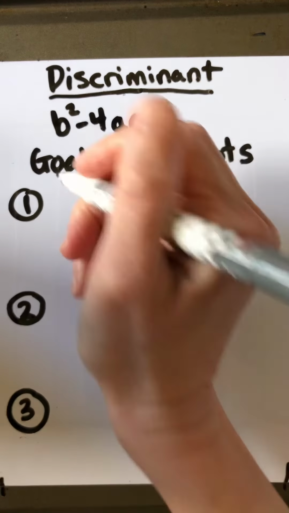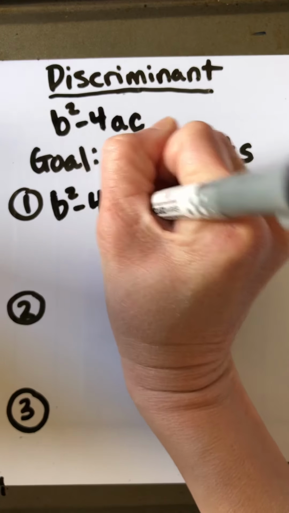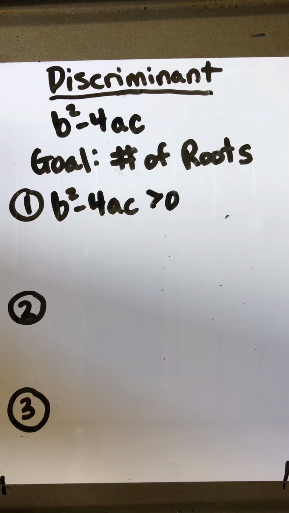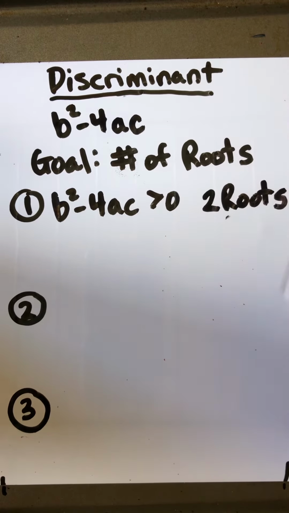So the first case is this. If we look at a quadratic and we calculate the discriminant, and the discriminant happens to be positive, that is telling us that our graph is going to have exactly 2 roots.